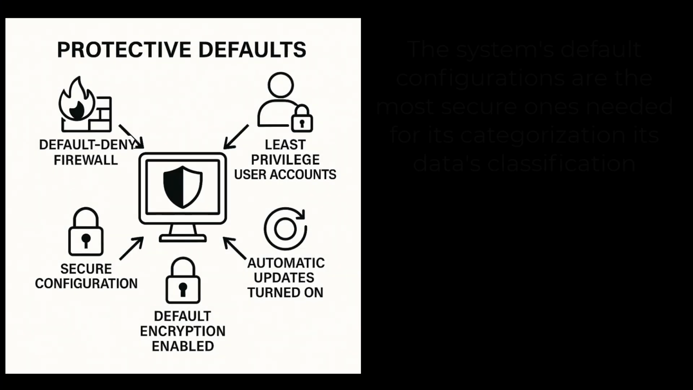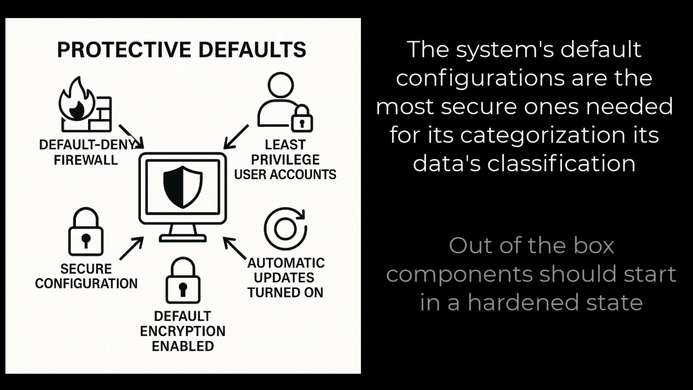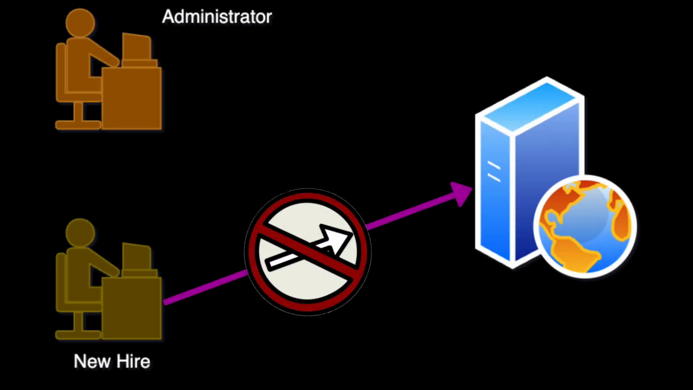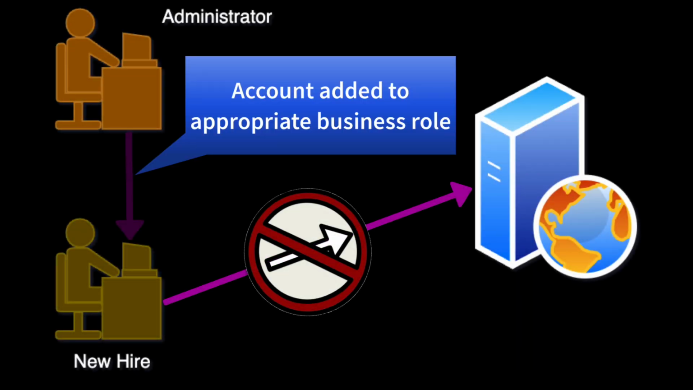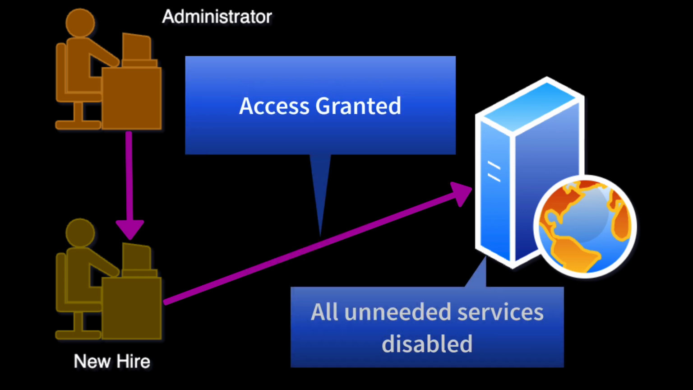Protective defaults mean the system's default configurations are the most secure ones. If a component is out of the box, it should start in a hardened state, not an open one. This principle is sometimes phrased as secure by default. For instance, an account should be created with no privileges until they are explicitly granted, rather than all privileges being granted until revoked. Or an installation should have all optional services turned off unless the administrator enables them.